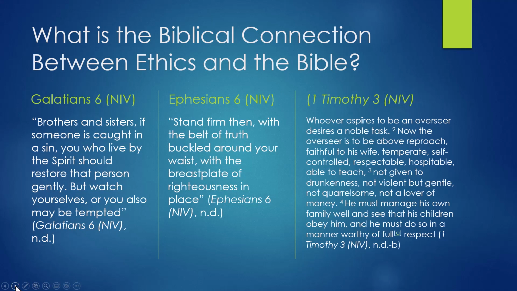And the last one is from Timothy 3. Whoever aspires to be an overseer desires a noble task. Now the overseer is to be above reproach, faithful to his wife, temperate, self-controlled, hospitable, able to teach, not given to drunkenness, not violent but gentle, not quarrelsome, not a lover of money. He must manage his own family well and see that his children obey him, and he must do so in a manner worthy of full respect.